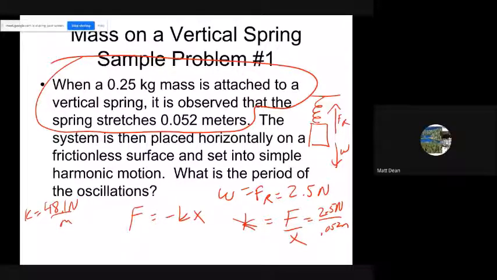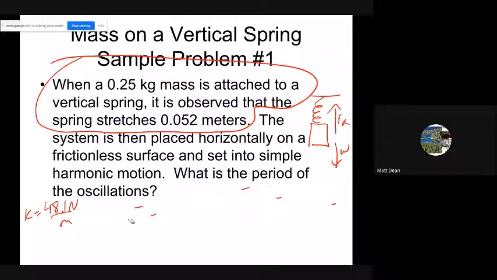All right, so now we take that same box, same spring, and now we put them on a horizontal table. So something like this. So here's our spring, here's our box, and we want to know what's the period of these oscillations.